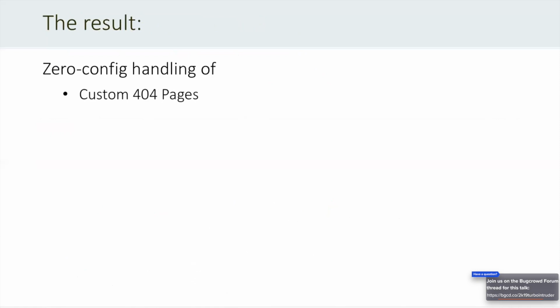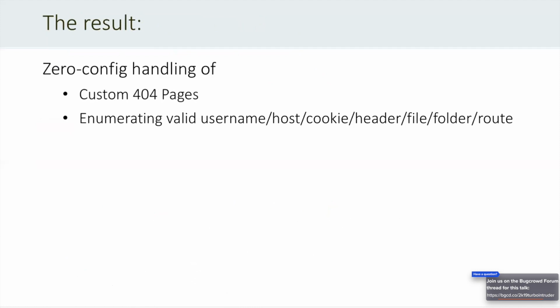And not only that, but enumerating basically anything, even if it's a username or host or cookie, header, file, folder, or root. Basically, as long as the valid value gives you a significantly different response from an invalid one, then Turbo Intruder will automatically be able to spot the valid ones and put them in the table for you.